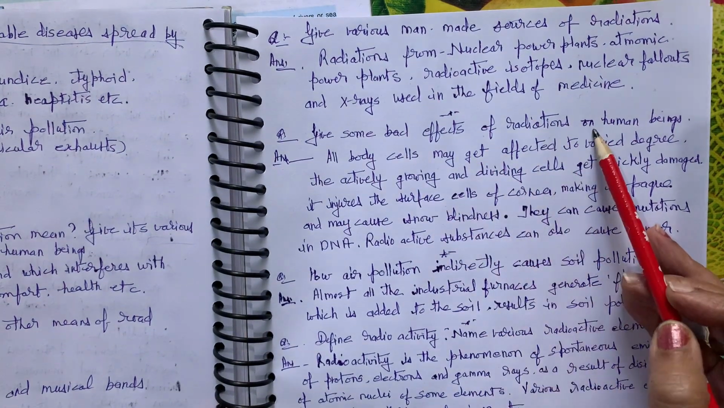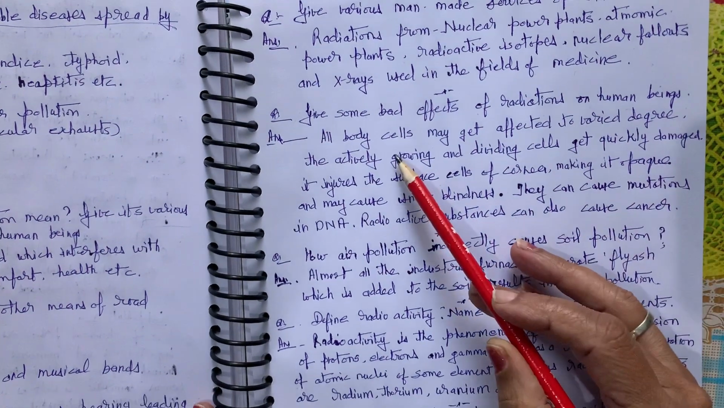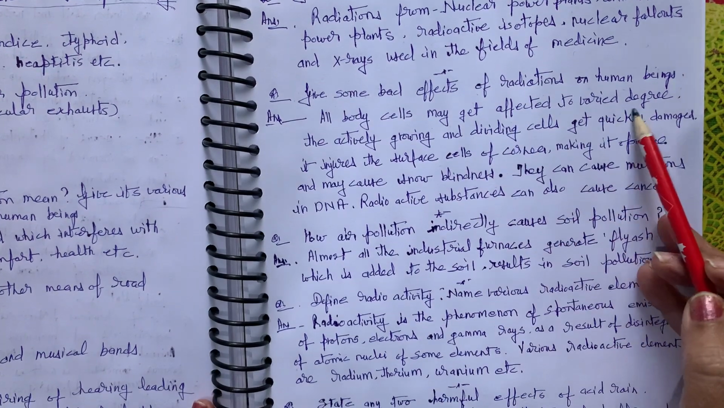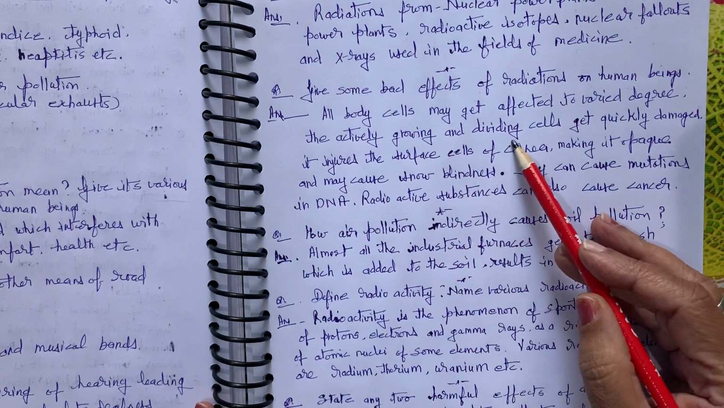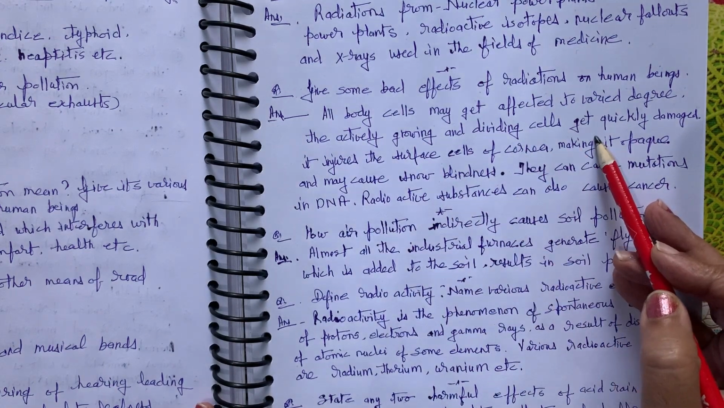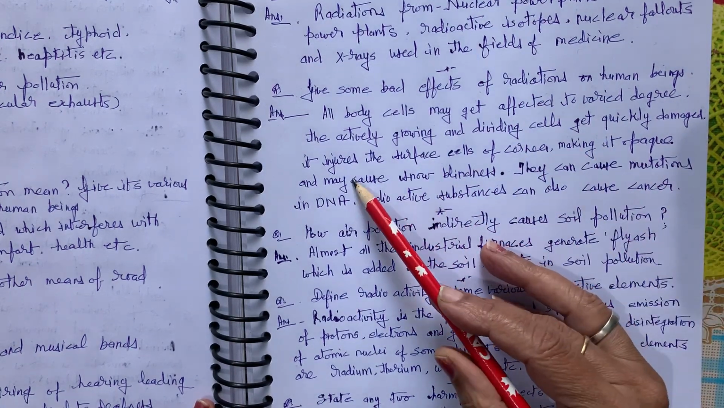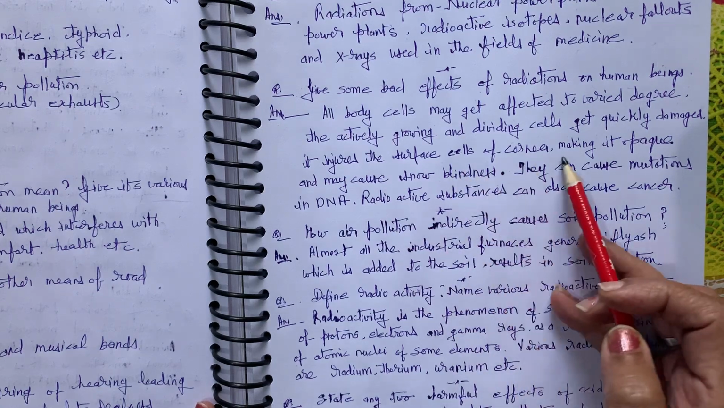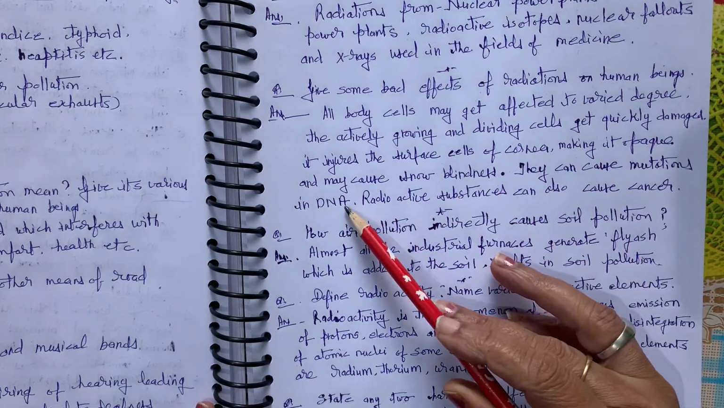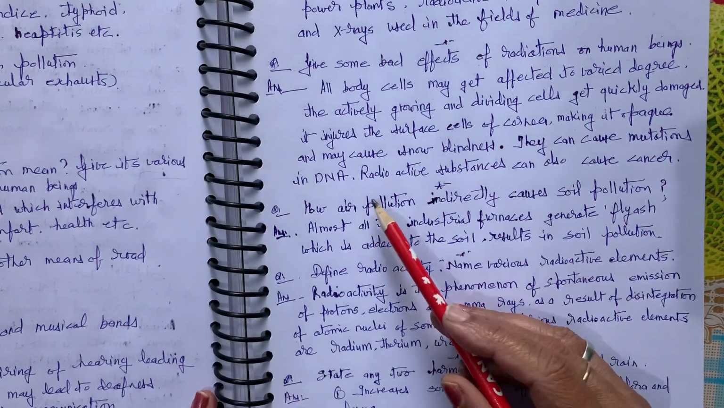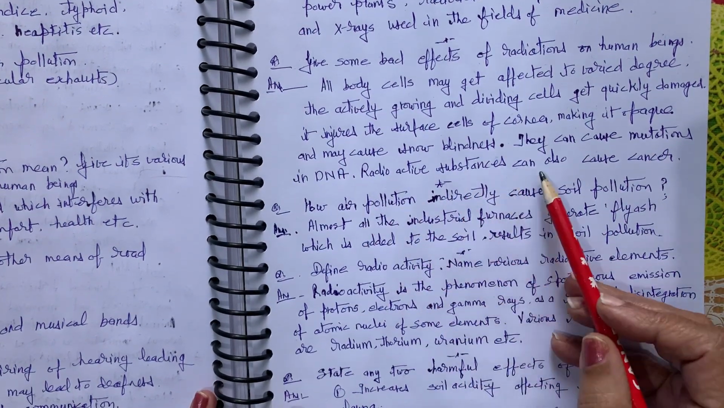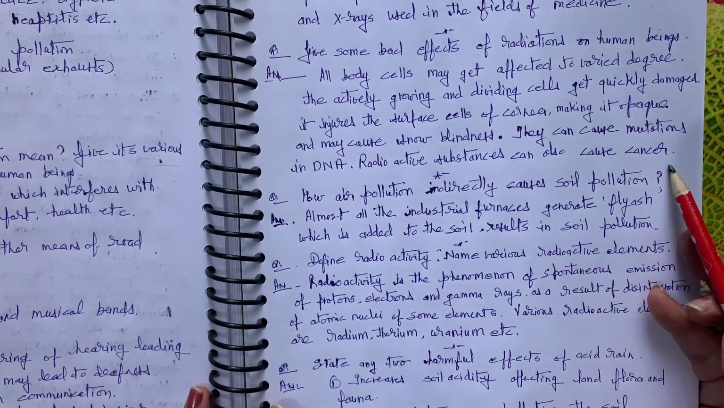Give some bad effects of radiations on human beings. All body cells may get affected to varied degree. The actively growing and dividing cells get quickly damaged. It injures the surface cells of the cornea, making it opaque, and may cause blindness. They can cause mutations in DNA. Radioactive substances can also cause cancer.